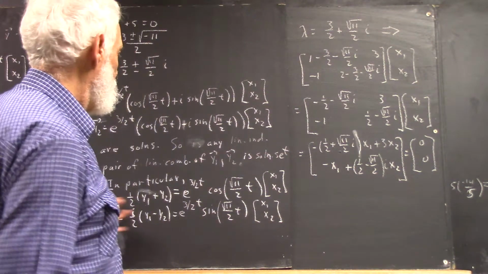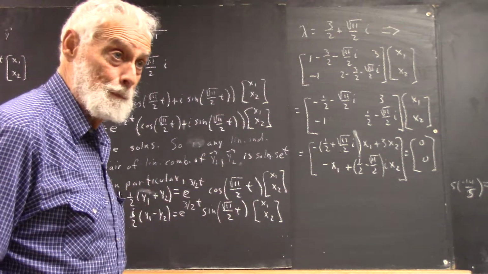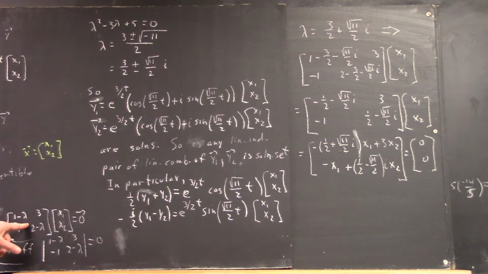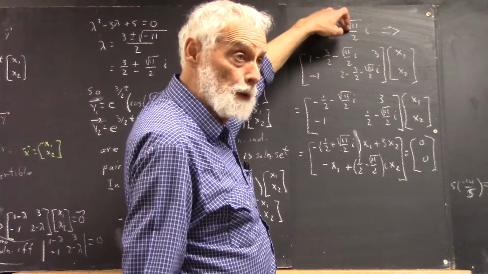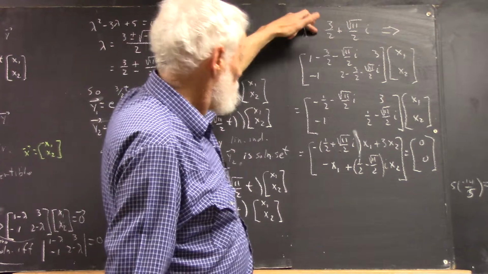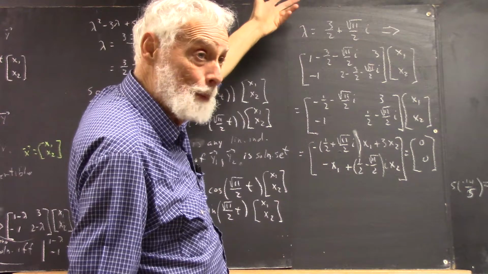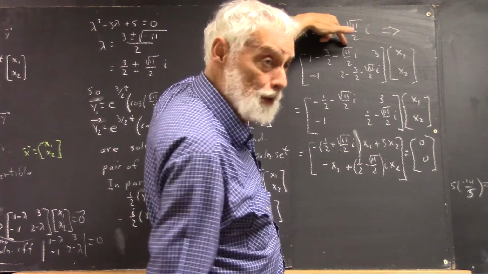Okay, so we have these two solutions, but we don't know what x1 and x2 might be. Well, we have to take each solution and plug it back into this equation and determine x1 and x2. When we do, it's a little more complicated because like 1 minus lambda, let's just take the first eigenvalue with a plus. So we get the real part and the imaginary part that just came out of the quadratic formula. And we're going to have 1 minus all this, which gives us this.